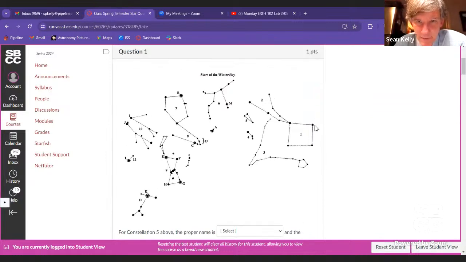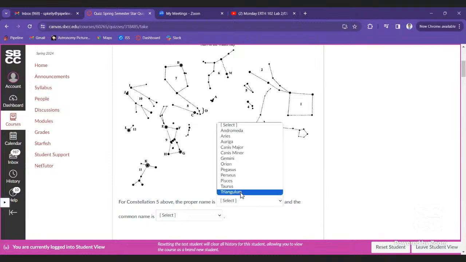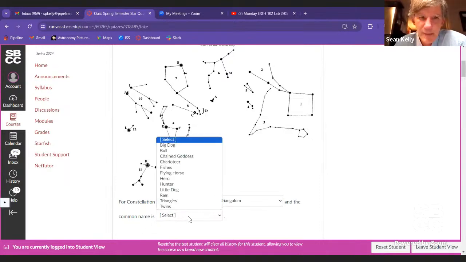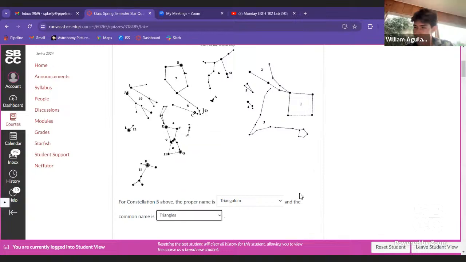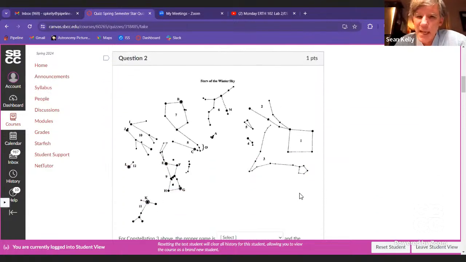So number 5, if you take a look up there. Anybody know what number 5 is? Say it out loud if you want. Triangulum. Very good. So you'd find Triangulum. And what's the common name for that? The Triangles. Okay, so there we go. It's pretty easy, but again, you're just trying to practice to get those names together.